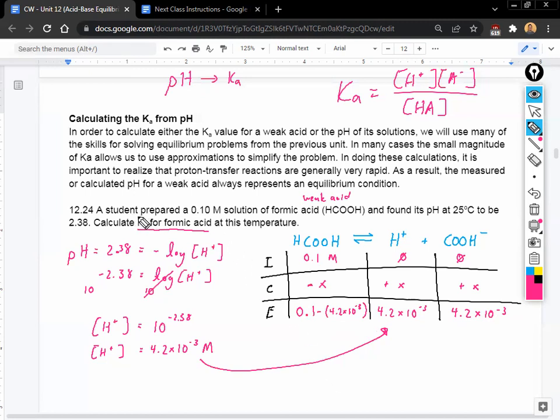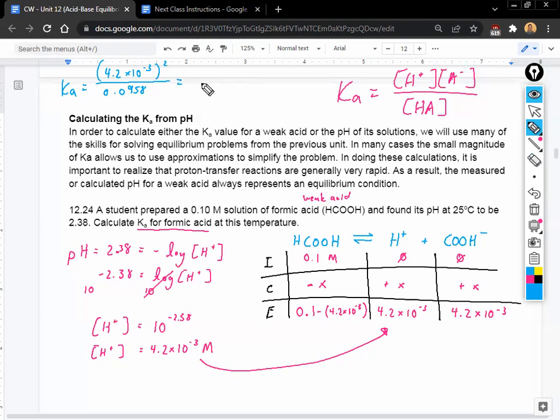Now, since we're trying to find Ka, all we got to do is plug this into the formula for Ka, and then we're all done. Okay, so let's plug it in. I'm going to do it up here just to have a little bit more space. The Ka is going to be equal to 4.2 times 10 to the negative 3, but I'm going to square it since I got it 2 times. You square that, and then my denominator is going to be 0.0958, just because I subtracted those two values.